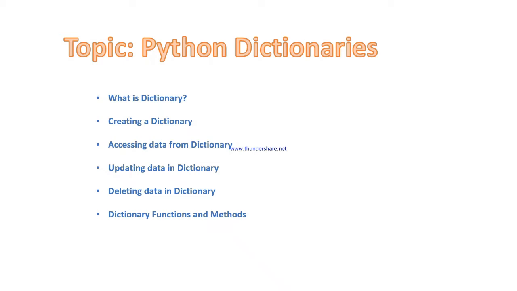In this video, we are going to talk about the Python dictionary. Like the previous one, in this video, we are going to learn what a dictionary is, how we can create a dictionary in Python, how we can access elements from a dictionary, update the data in a dictionary, and delete or remove the data in a dictionary, and how a dictionary is useful in Python and its dictionary functions and methods.